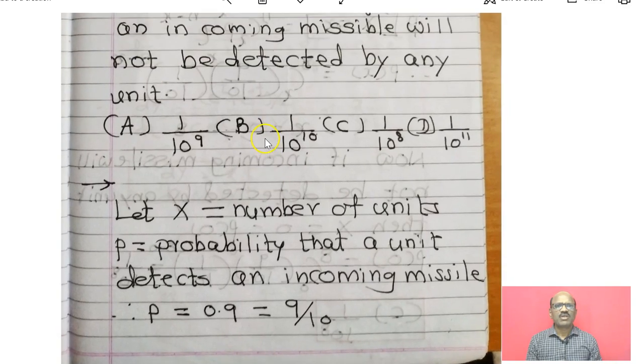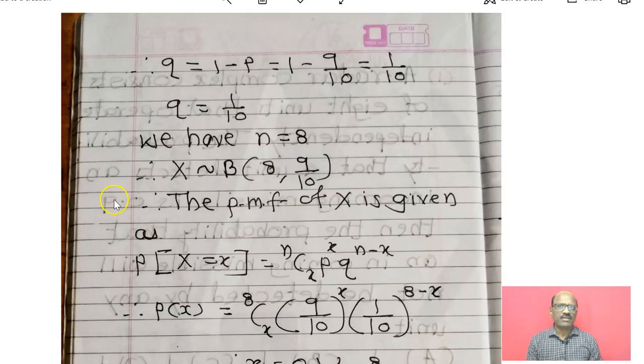Let x be equal to the number of the units. P is equal to the probability that a unit detects an incoming missile, and that is P is equal to 0.9. It is 9 upon 10. Now next, here we have P is equal to 9 by 10 and therefore Q is equal to 1 minus P. That is equal to 1 minus 9 upon 10, and that is equal to 1 upon 10. Therefore Q is equal to 1 upon 10.